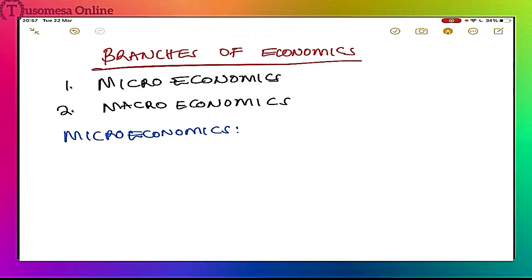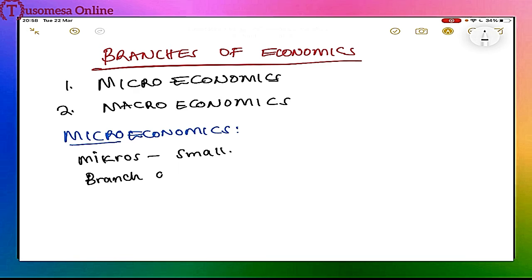Microeconomics. Now, what is microeconomics? I think you can see that word micro. It comes from the Greek word mikros, which means small. So in the actual sense, microeconomics is a branch of economics that deals with the economic behavior of small units in an economy.